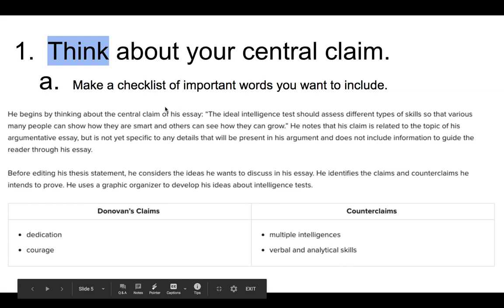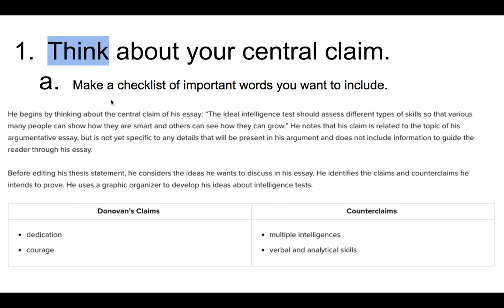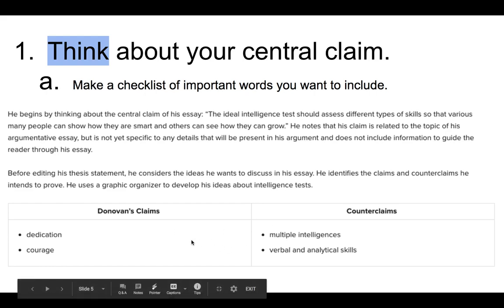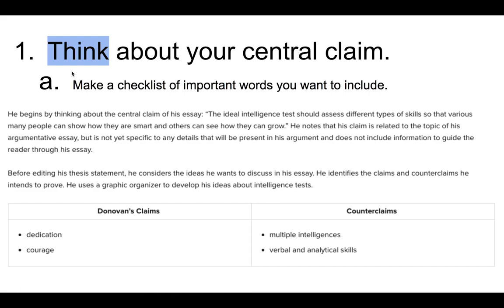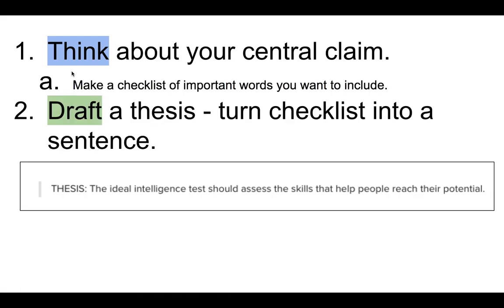I think this is a good strategy because we may forget when we're writing to include the important words that we think of right now. So making sure that you jot them down in a list is a great way to organize your thinking. Right? So first thing, think about your central claim.